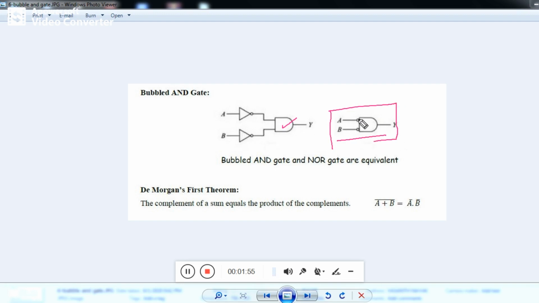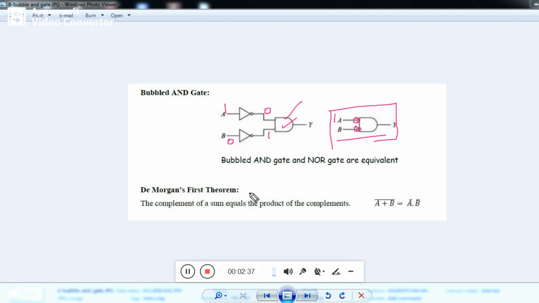In this symbol, this bubble represents the negation. Negation means what? When you give input 1, what is the inversion of 1? 0. If I give input 0 here, what is the inversion of 0? 1. That means the input will get inverted before the processing of the AND logic. That is called a bubbled AND gate. Understood? The input will get inverted before the processing of AND logic.